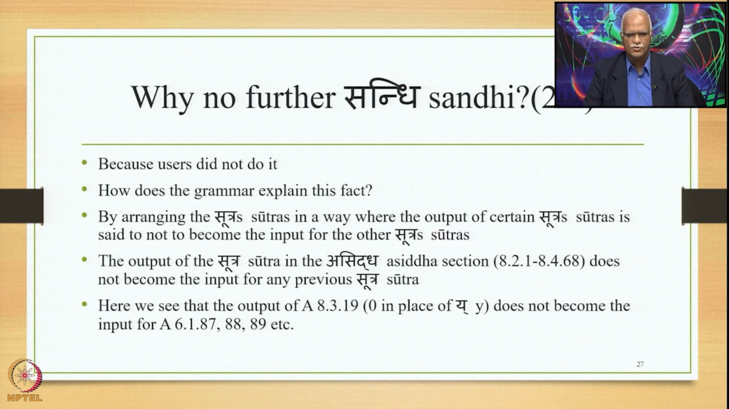The output of the sutra in the Asiddha section, for example, does not become the input for any previous sutra. So here we see that the output of 8319, 0 in place of ya, does not become the input for 6187, that is Guna, or 88 and 89 that prescribe Vriddhi. And that is why there is no further sandhi as per the explanation of the Paninian grammar as well.